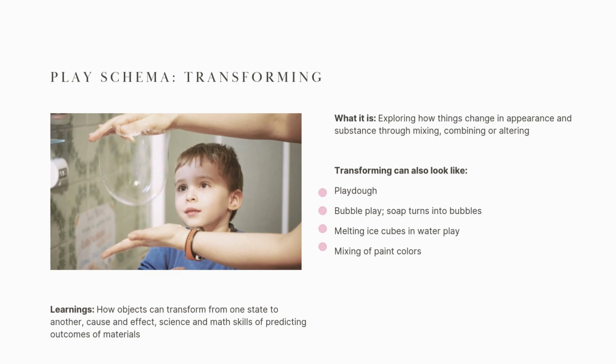So once children are exposed to this play schema, they can probably start predicting that if they pop a bubble, it is no longer going to be a bubble. It is going to turn into little droplets. And children are smart. So the more that they're exposed to these play schemas, they will start learning and mastering the skills. And that is why children often repeat these play schemas over and over and over, because they are trying to master this concept.